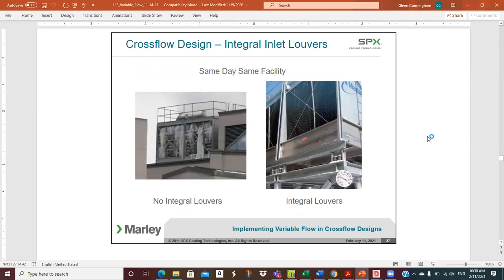Okay, crossflow design. So we're showing here, nice picture. No integral louvers, we're all iced up. Integral louvers, we're not iced up. So look, I'm sure this is a little bit of marketing, but nonetheless. Oh, and there's a thermometer there. What is that? It looks like it's below 0, I don't know, can I blow it up?